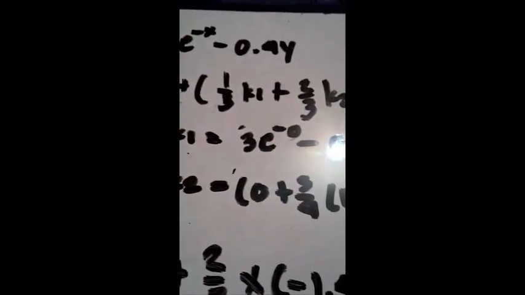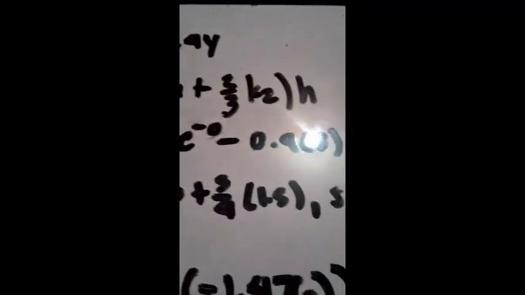We will now get our k1. 3e raised to negative 0 minus 0.4 times 5 is equal to 1.